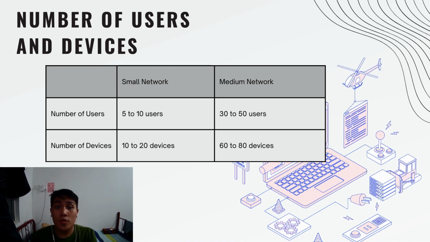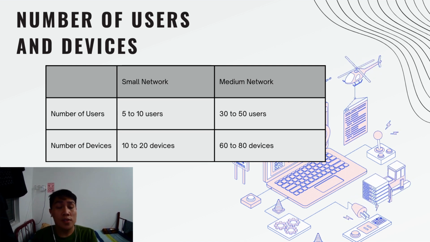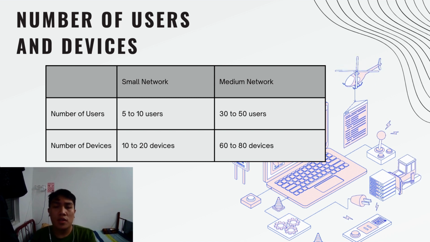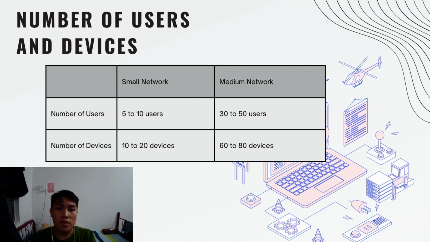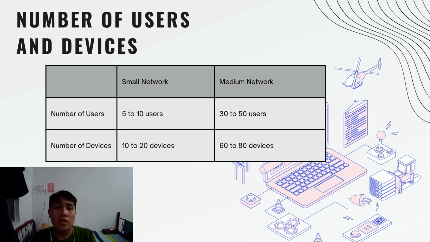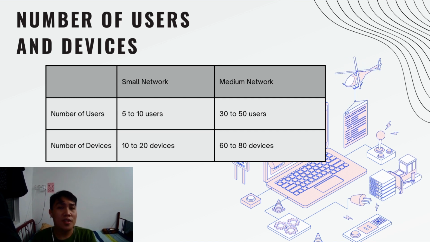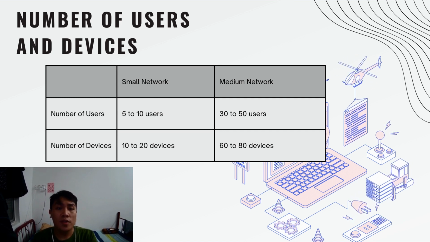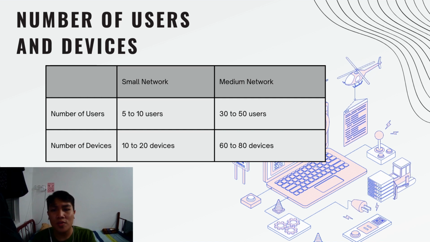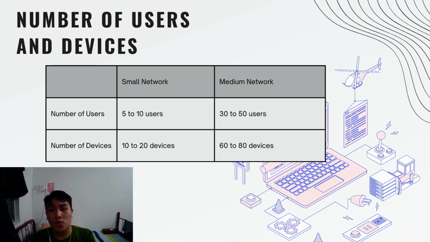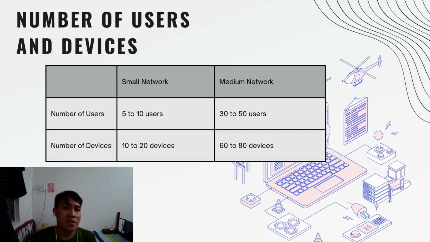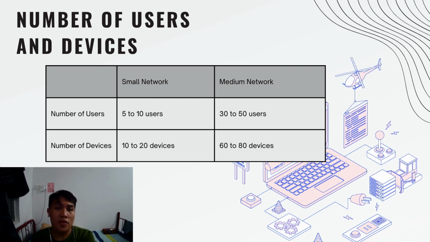Okay, moving on to the number of users and devices. This is similar to the previous, but I'll explain. The number of users is 5 to 10 users in a small network. This is just a wild guess, because from the question we got 3 users. So we just assume each person has 3 or 2 devices, multiply it, and you get 5 users.